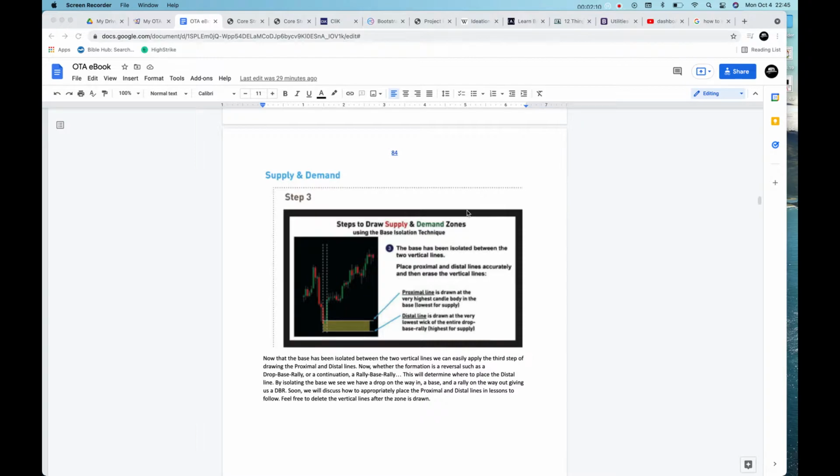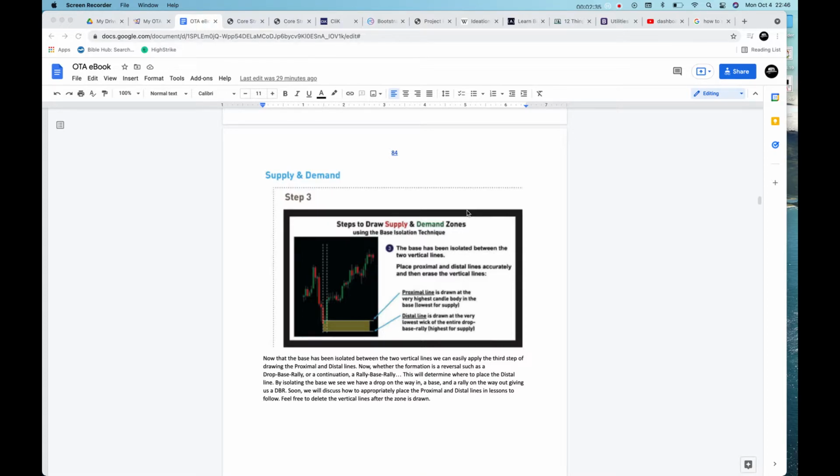Now that the base has been isolated between the two vertical lines, we can easily apply the third step of drawing the proximal and distal lines. Now, whether the formation is a reversal, such as a drop-based rally, or if it's a continuation pattern, such as a rally-based rally, based on which one it is, that is going to determine where we place the distal line, okay, of the demand zone.